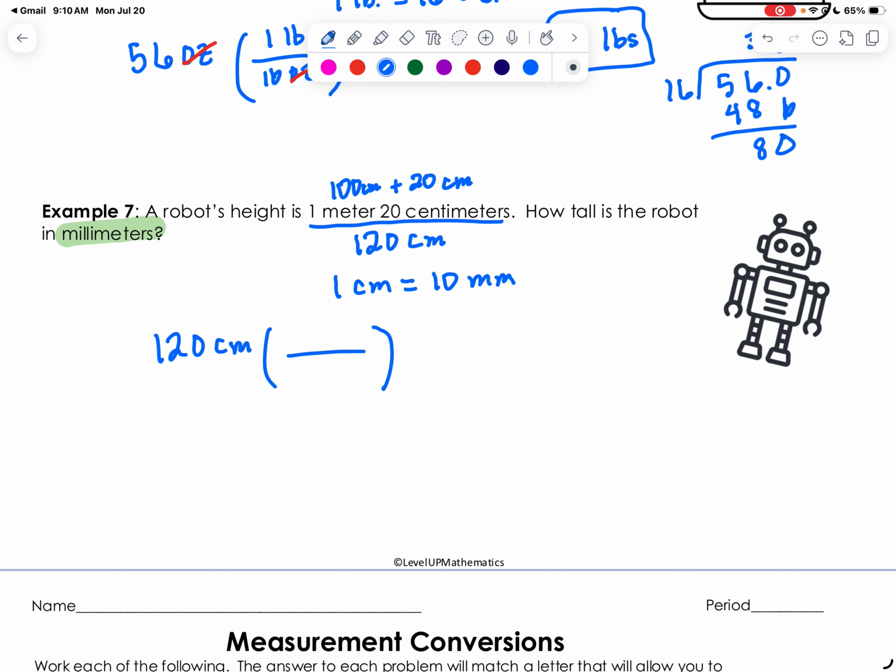and I want you to finish this problem on your own. Pause the video, and when you're finished, press play to come back and check your answers. All right, welcome back. I put the 1 centimeter on the bottom. I put the 10 millimeters on the top. I canceled the centimeters. And then on the top, I had to multiply 120 times 10, which would be 1,200 millimeters. And that concludes today's lesson, Measurement Conversion.